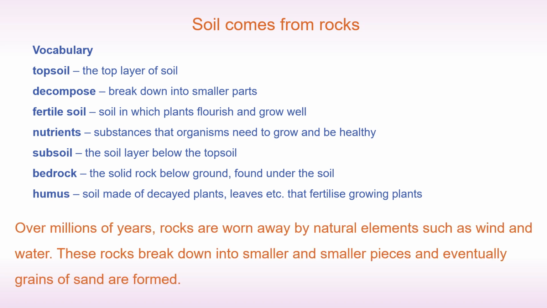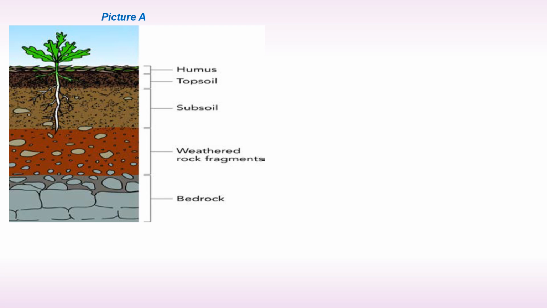Right, millions of years ago, rocks were worn away by natural elements such as wind and water. These rocks broke down into smaller and smaller pieces and eventually grains of sand were formed. Now, if you look at the picture, the top layer is humus. Then we have topsoil. Underneath the topsoil, we have subsoil. In the humus and the topsoil are where all the nutrients of the soil are that allow the plants to grow. Now, below the subsoil, we get weathered rock fragments, and right at the bottom, we get bedrock. That is a more solid rock.